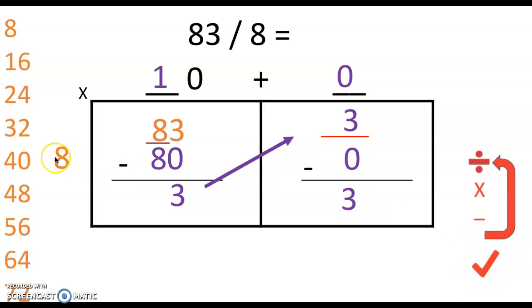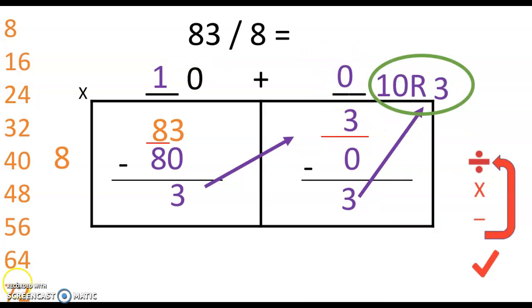Is 3 smaller than 8? Sure is, so that's going to be our remainder. Our answer comes from what's in the tens place and what's in the ones place. That would give us 10 with a remainder of 3.